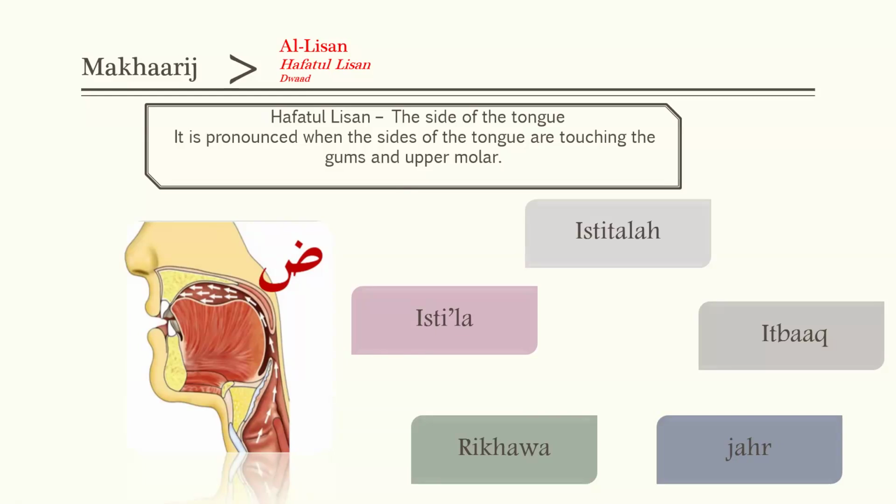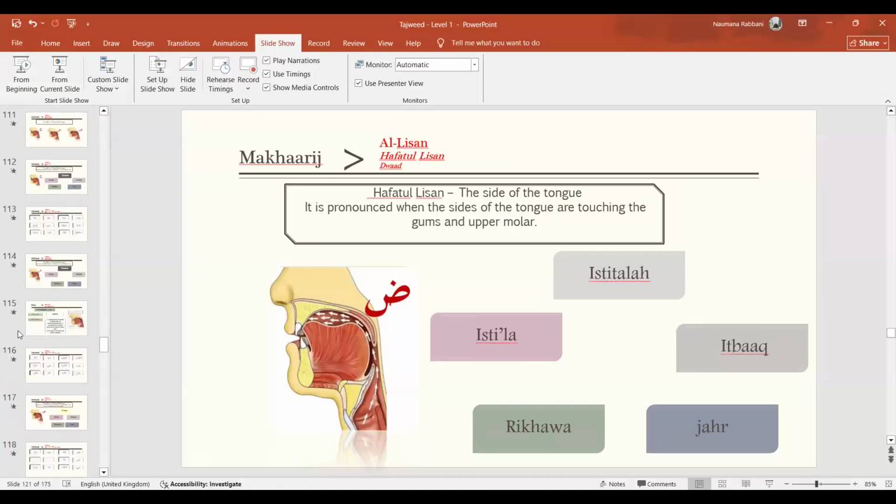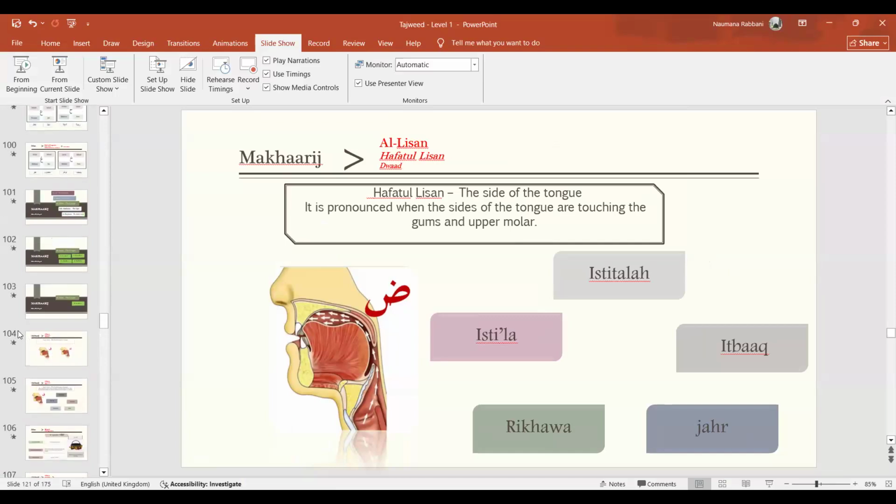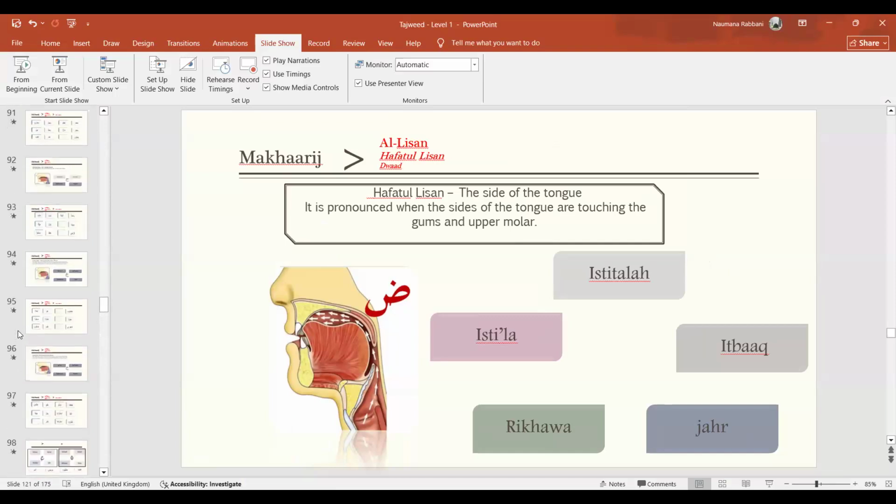And even though there is no space for the sound to come out and no space for the sound to run, there's a quality of dad, istitala, that is giving it the quality of rahawa. Okay. I didn't have enough time to cover this properly, but I should look back at what istitala is.